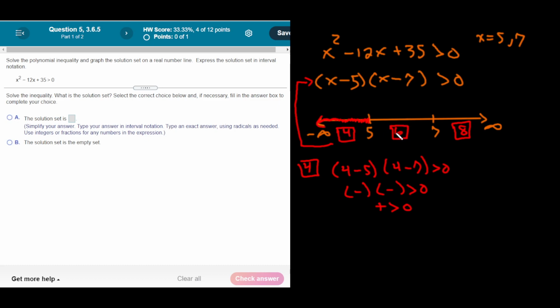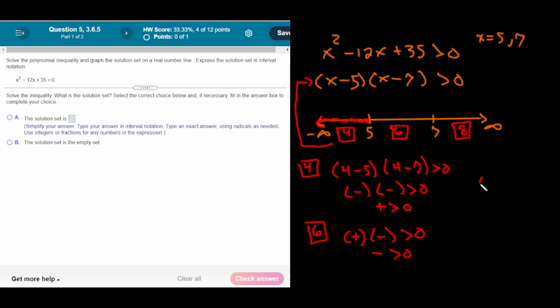Let's try the 6. If you plug the 6 here, you're going to get a positive. You plug the 6 here, you're going to get a negative. We want to see if this is greater than 0. What's a positive times a negative? It's negative. Is a negative greater than 0? Absolutely not. You will not shade here.